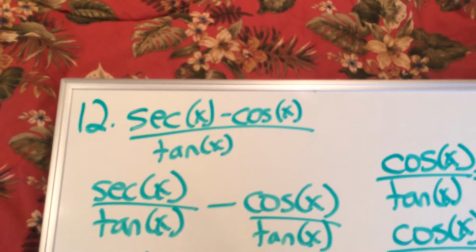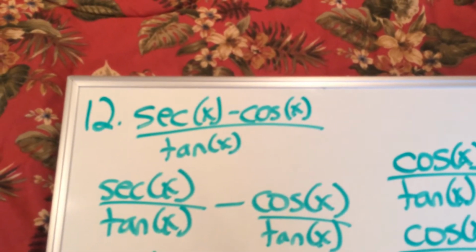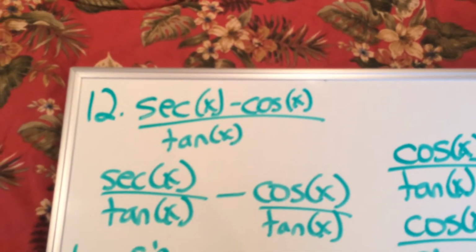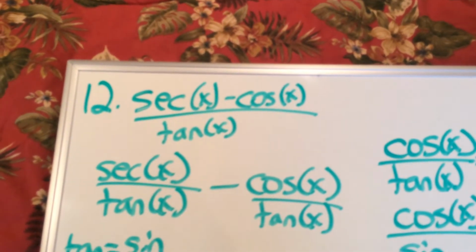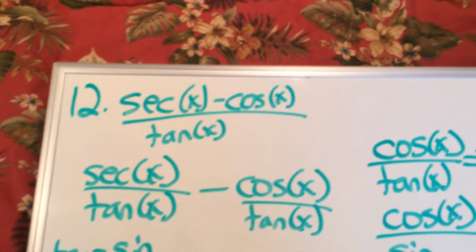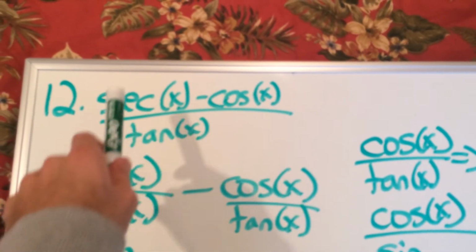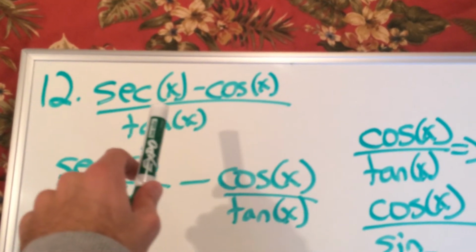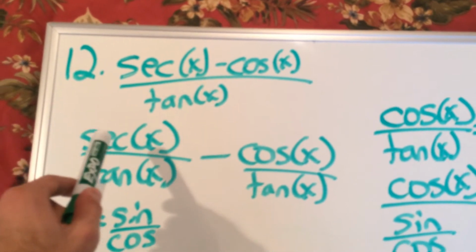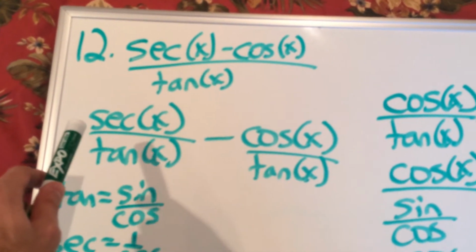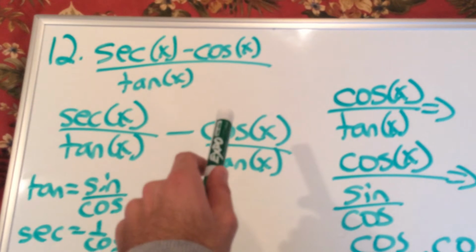Alright guys, in the last video I'm going to upload is level 3 problem number 12, which says secant x minus cosine x over tangent x, and how can we simplify that? The first step here is, well, I don't have any squared terms, so I can't use Pythagorean identities, but I know that I can split this into two fractions. So I've got secant over tangent minus cosine over tangent.